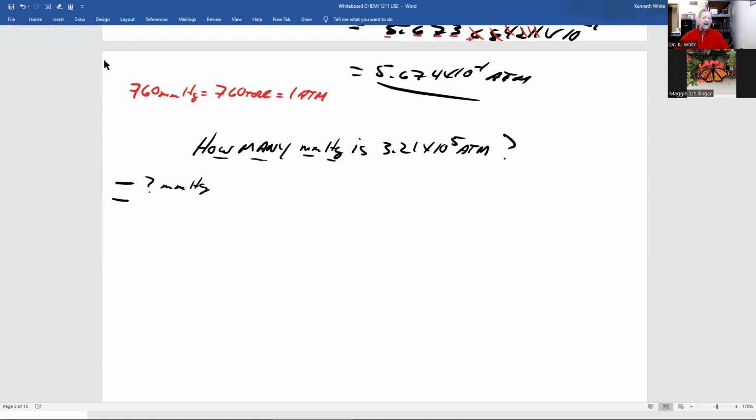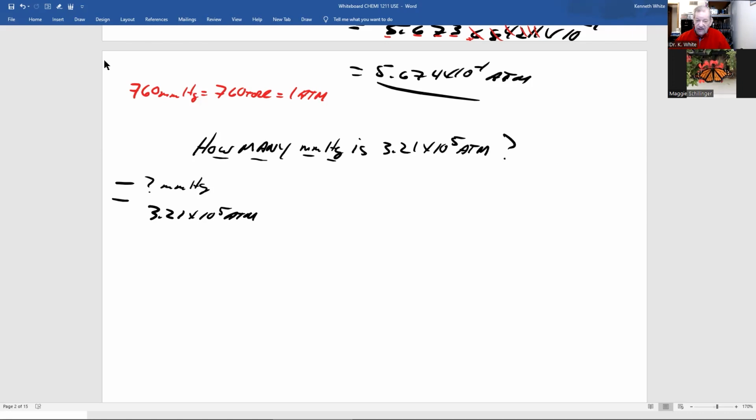Now, I could have written it, how many millimeters of mercury oxygen gas is 3.21 times 10 to the 5th atmospheres of oxygen gas, or just O2. O2 is a gas, but I'm keeping it simple. What are we given? This. So how do we proceed?